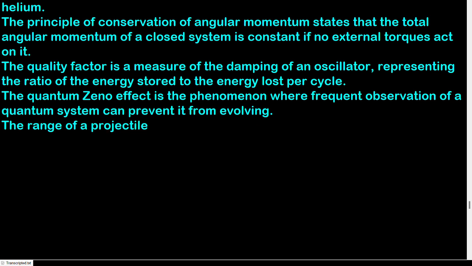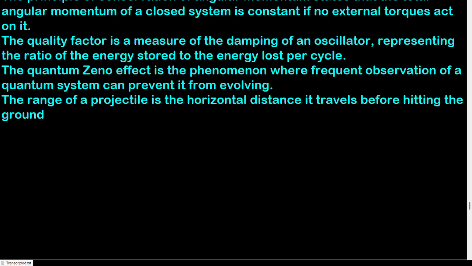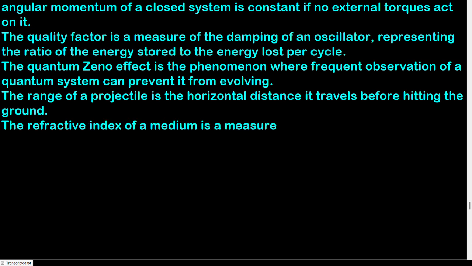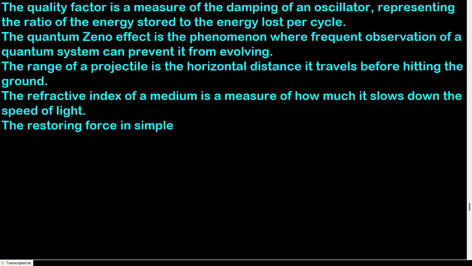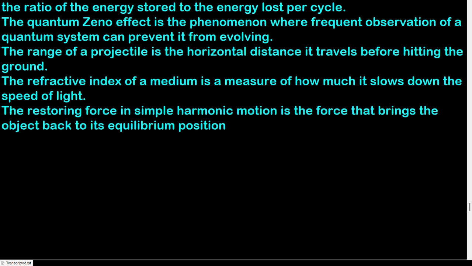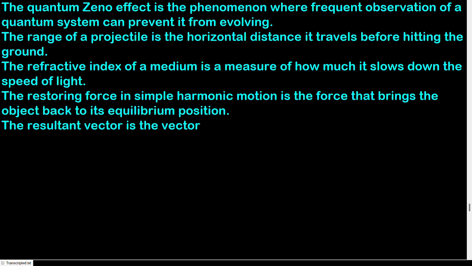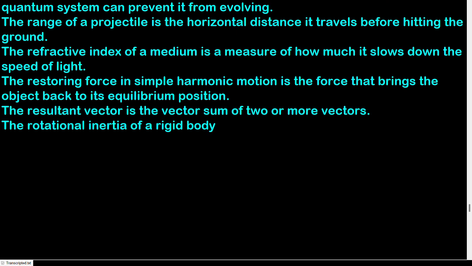The range of a projectile is the horizontal distance it travels before hitting the ground. The refractive index of a medium is a measure of how much it slows down the speed of light. The restoring force in simple harmonic motion is the force that brings the object back to its equilibrium position. The resultant vector is the vector sum of two or more vectors. The rotational inertia of a rigid body is a measure of its resistance to rotational motion.